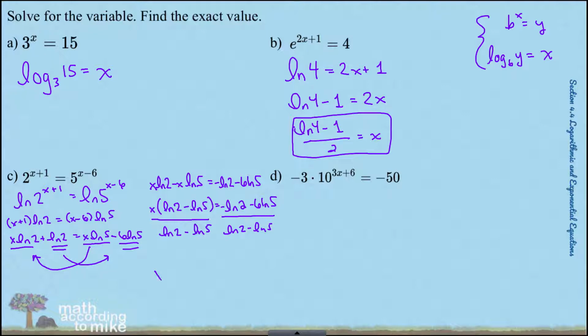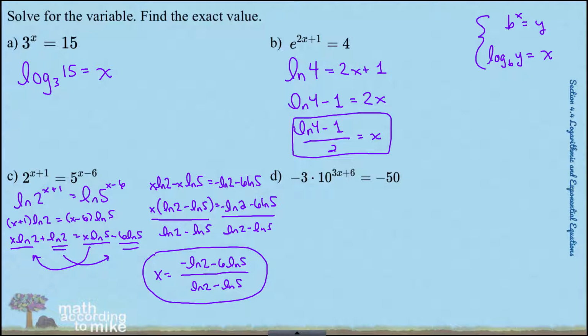So we get the very, very pretty answer: x is negative natural log of 2 minus 6 natural log of 5, over natural log of 2 minus natural log of 5. Leave this alone. It's fine. Yes, there's a way to clean it up. I'm not going to care. If you want to clean it up, feel free. But it's an exercise in futility, to be honest.